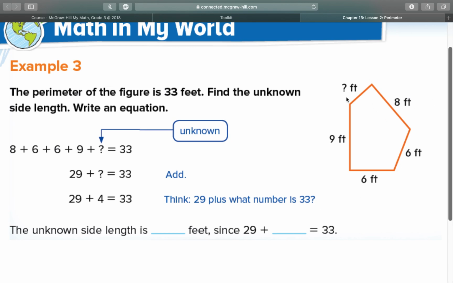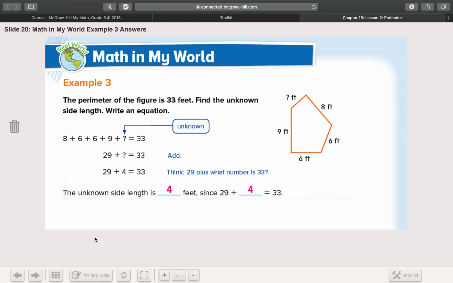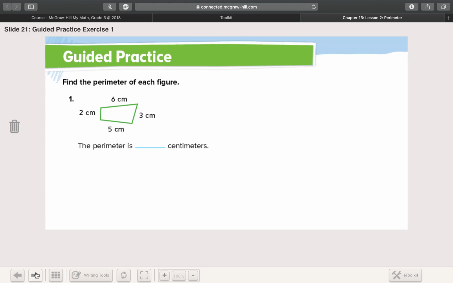So again, if I don't know what one of the sides is, just add up all the other numbers and then figure out what number needs to be added to get to our perimeter. And in this case, this would be 4 feet. Let's check our work. 4 feet is correct.